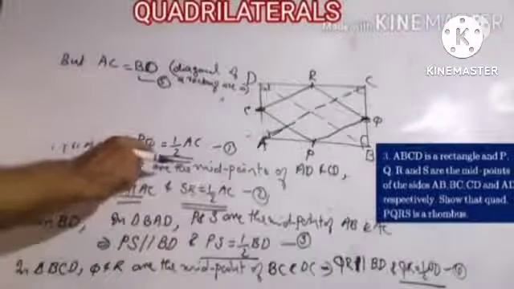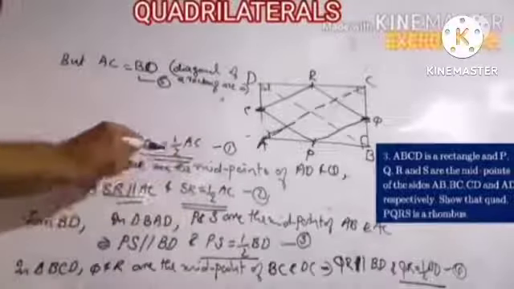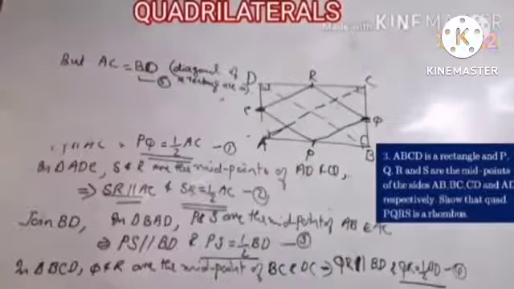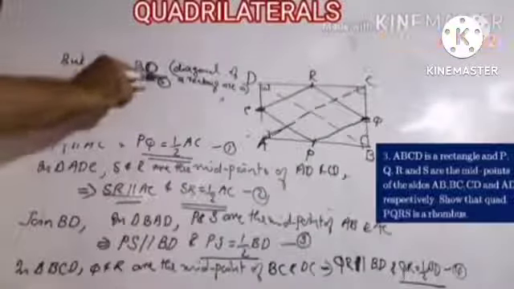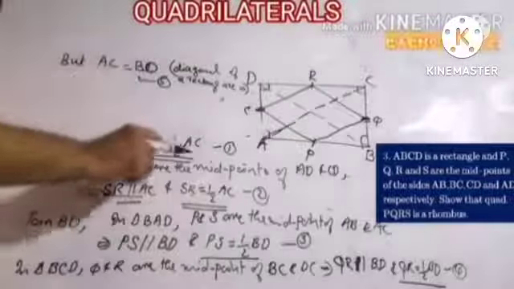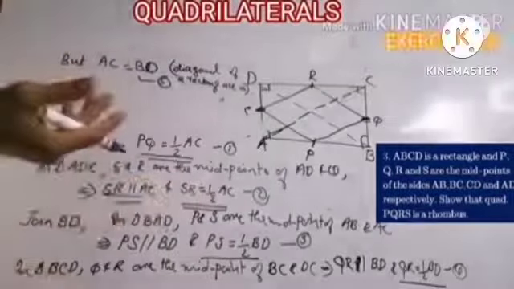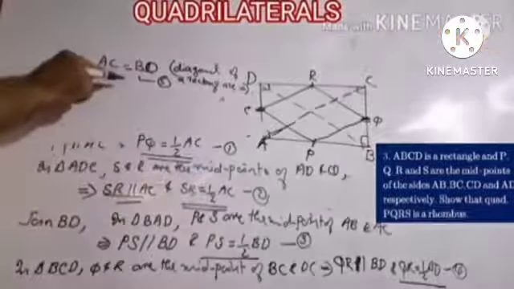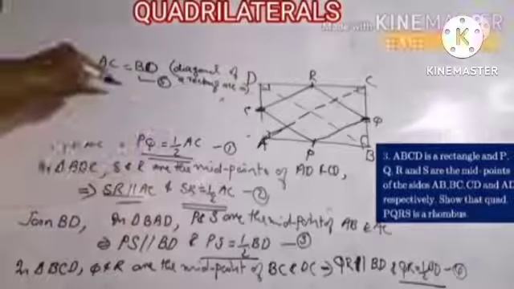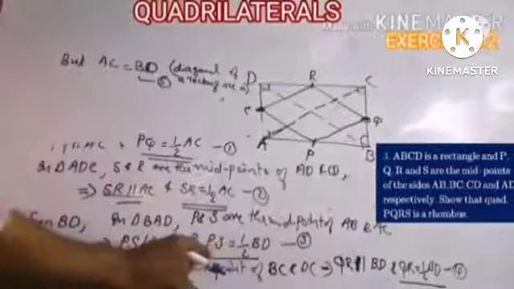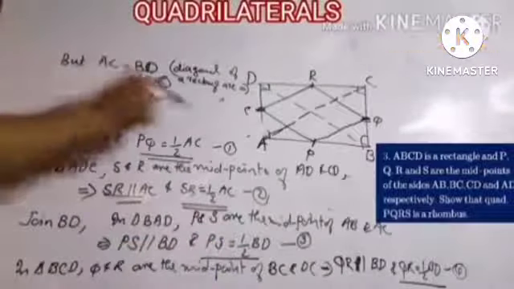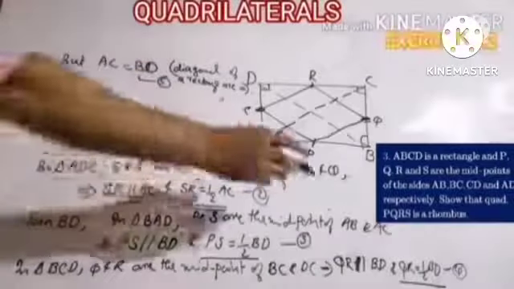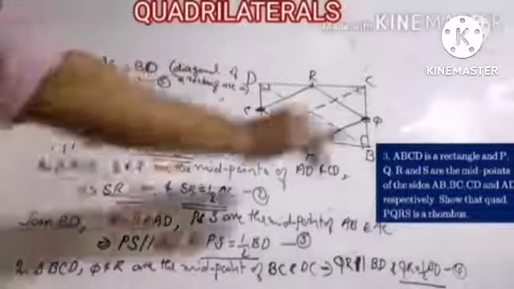So the first two are equal to half AC, so these are equal. The second two are equal to half BD, so those are equal. And also we can say that AC and BD are equal. When AC and BD are equal, their halves are also equal. PQ equals half of AC, SR equals half of AC, PS equals half of BD, QR equals half of BD. Two of them are half of this one, the other two half of this one. That means all are equal.